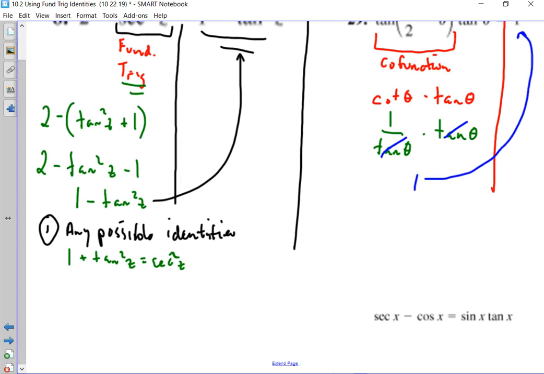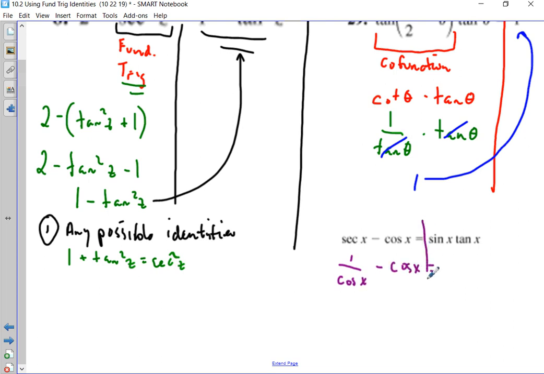See what we have here. Now, this one right here, any possible identities? Well, we want to get sine in here. I guess secant is an identity. We can write it as 1 over cosine of x. So this brings us to our next problem.